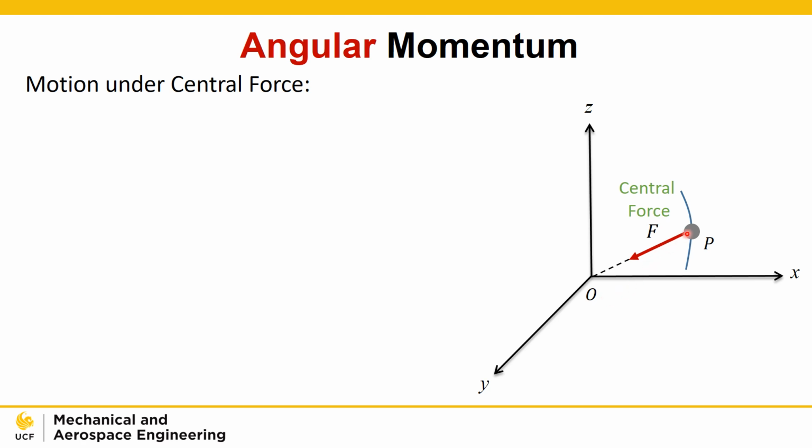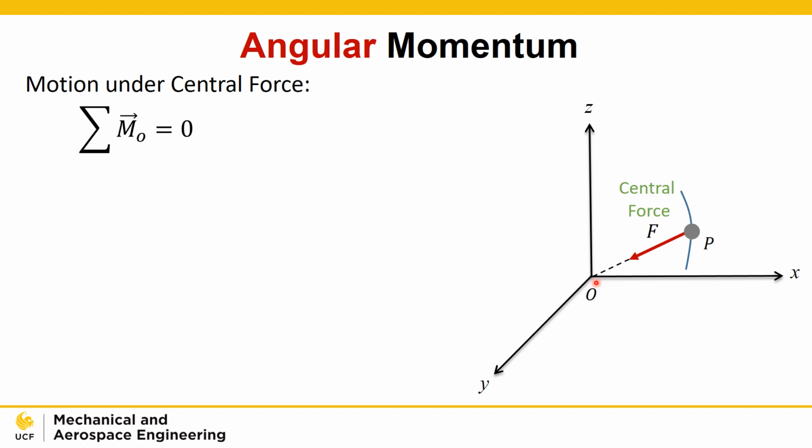Since the line of action of the force F passes through the origin O, we can say that the moment generated by this force F on the particle P about O is equal to 0. Therefore we can write summation MO is equal to 0.